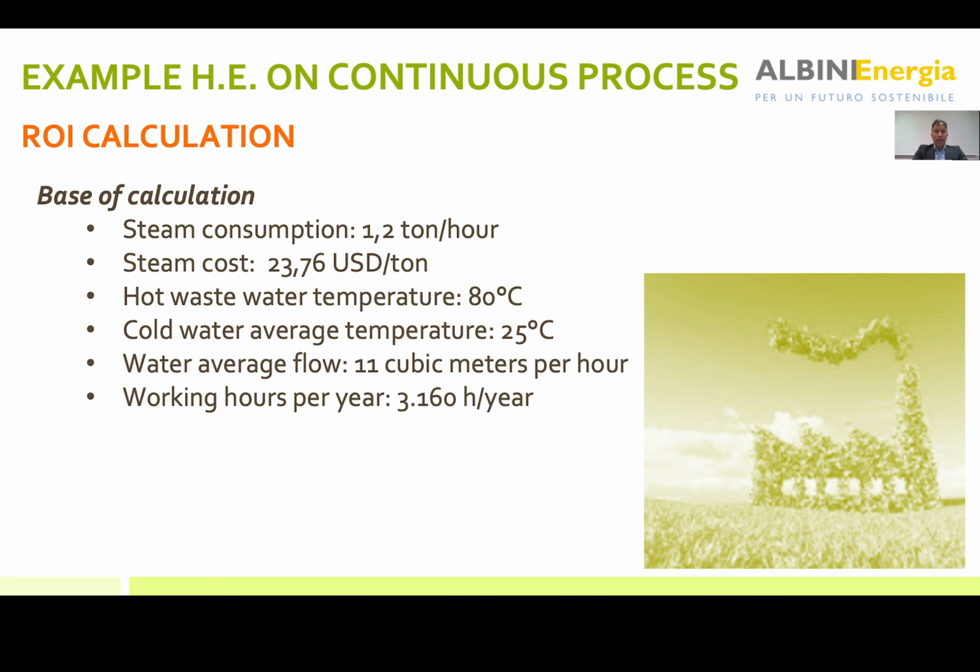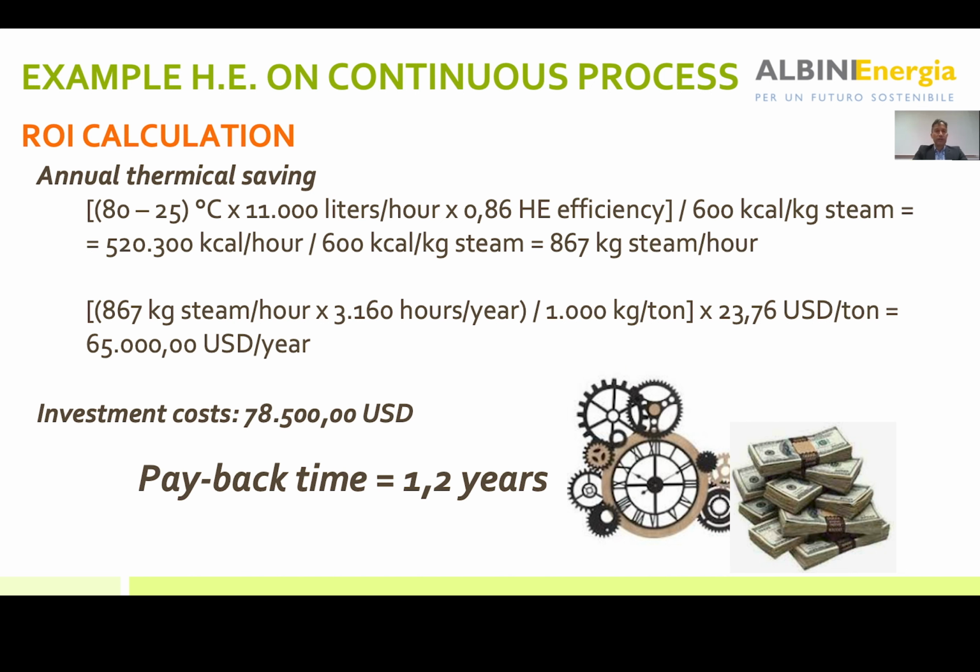In order to calculate the saving, it's quite easy. You have to multiply the differential temperature between the wastewater at 80 degrees and the incoming fresh water at 25 degrees by the number of liters and by the efficiency guaranteed in our system, which is at least 86%. Dividing this number by 600 calories per kilogram of steam, you will find out how many kilograms of steam per hour you can save, which is around 867.